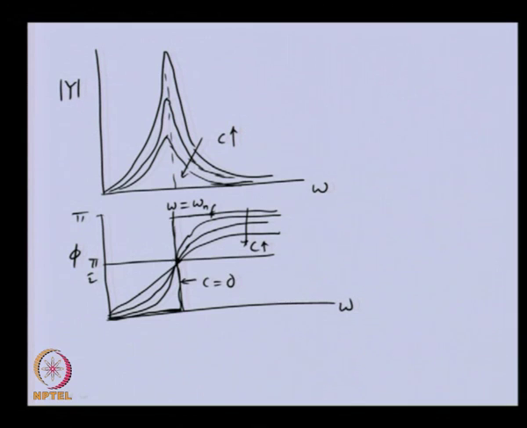So we will see that here, the phase always crosses at 90 degrees, and this is a particular characteristic of the critical speed. At that location, the phase between the force and response becomes 90 degrees.